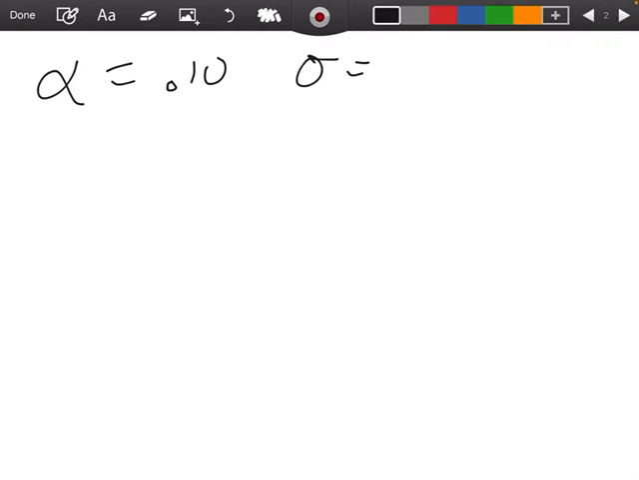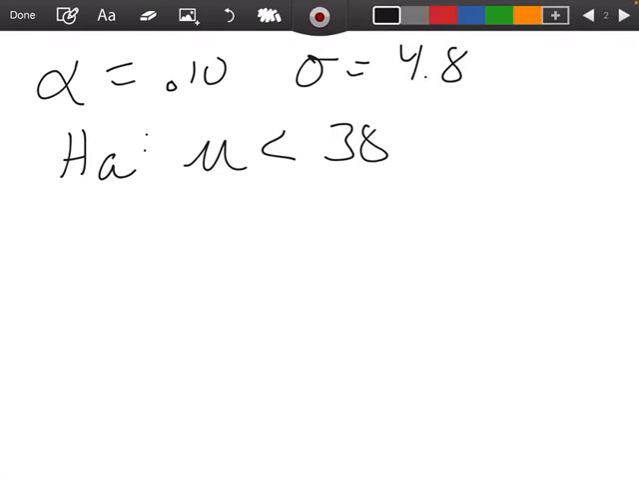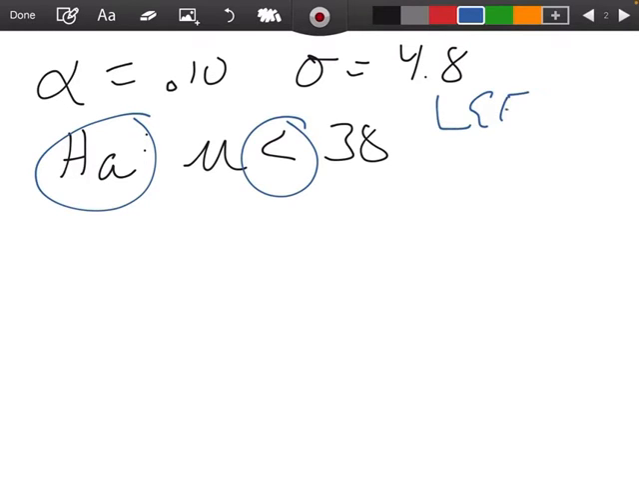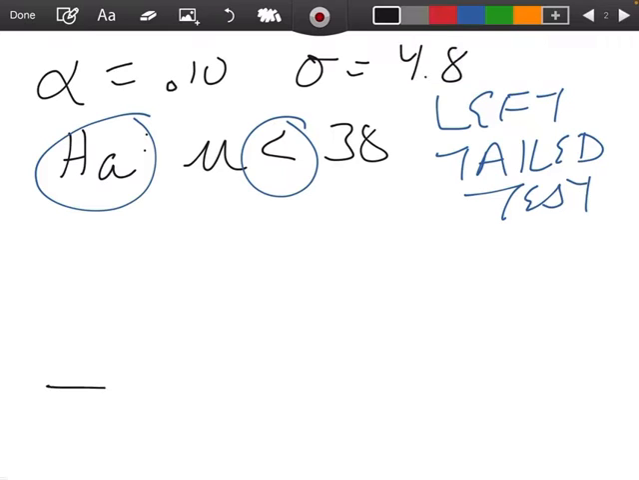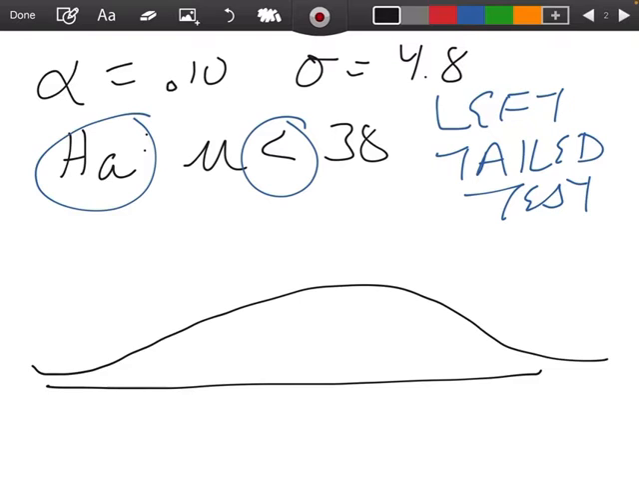Now, we're going to come back and do the same type of problem. So look, we're going to say our alpha is 0.10. We're going to say our standard deviation, what did I use before? I didn't really need to know the number, 4.8. Okay, now suppose we say our Ha, that mu is smaller than, I'll use the same number I had before, 38. Okay, so again, the alternate tells me whether this is a left-tail, right-tail, or two-tail test. So when I look at this, this is telling me, hey, you know what? This is a left-tailed test, okay?